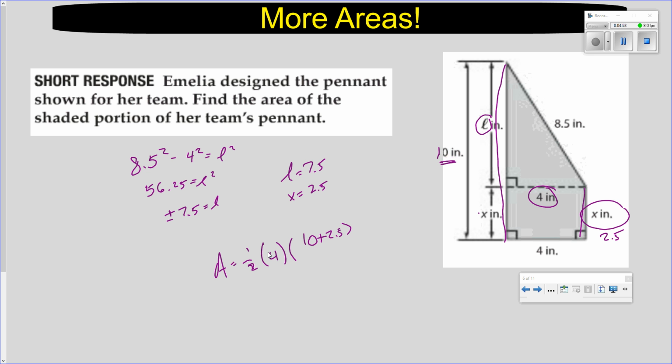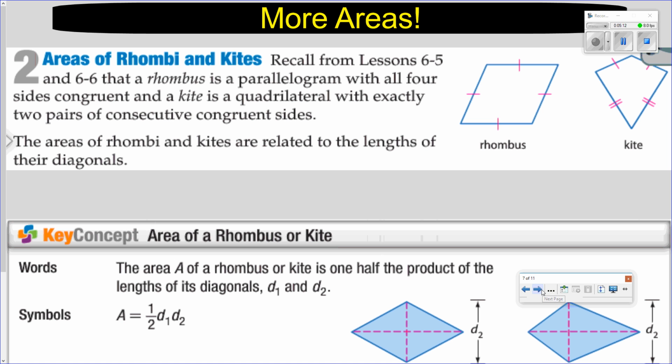So you can do this one in your head. These can cancel. This becomes a 2. So I really have 2 times 12.5, or 25 inches, looking for my units, squared. You can also just plug that whole thing into a calculator.